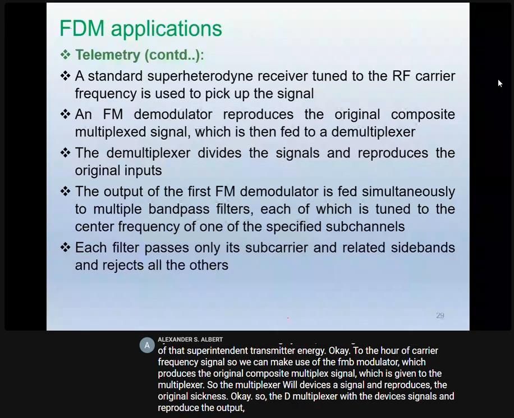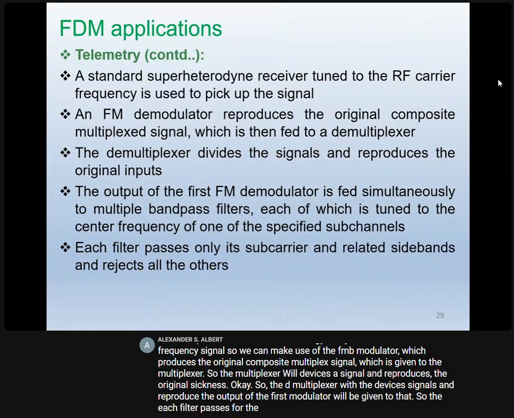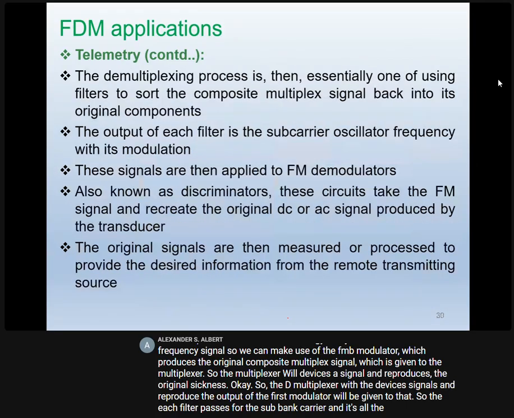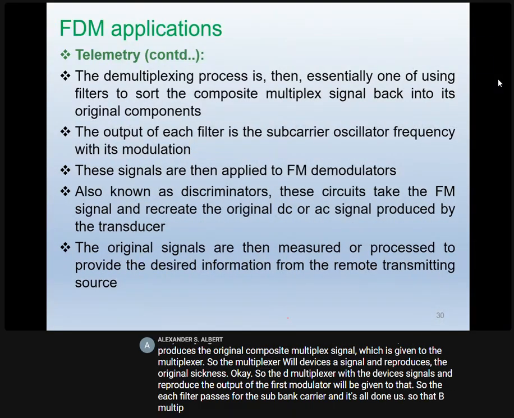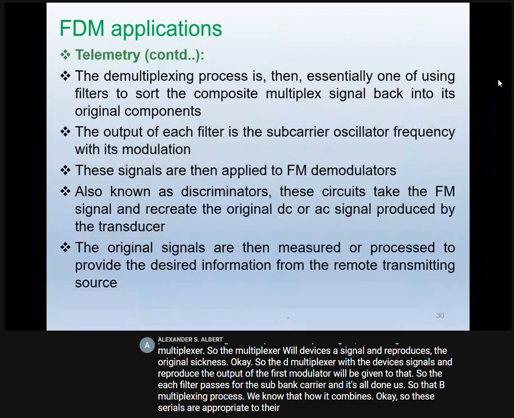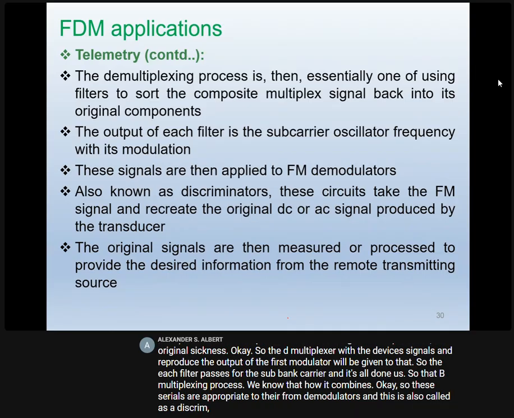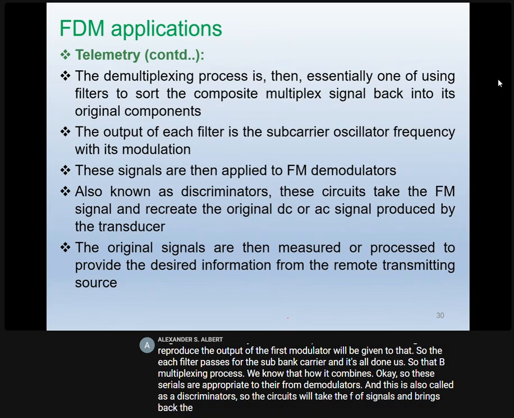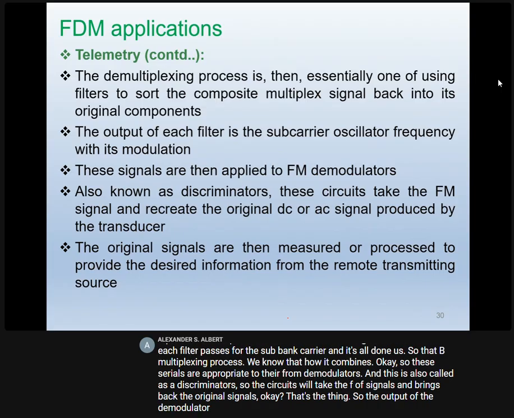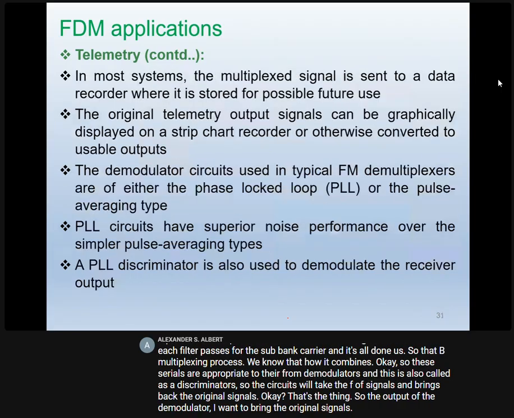The output of the first modulator will be given to that. Each filter passes one subcarrier band and rejects all the others. So in the demultiplexing process, we know how it combines. These signals are applied to the FM demodulators, which are also called discriminators. These circuits take the FM signals and bring back the original signals.